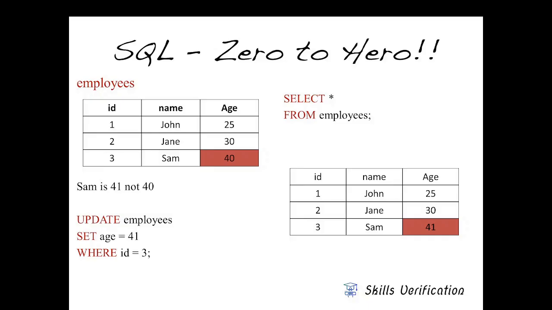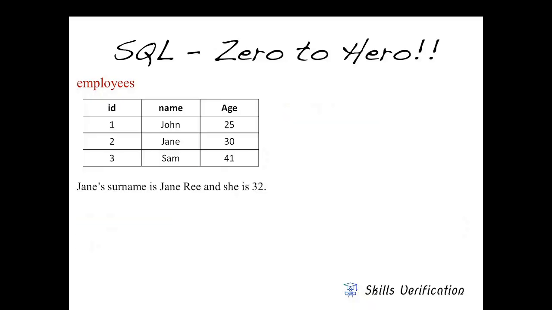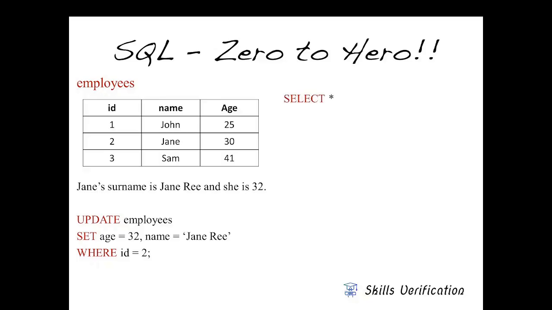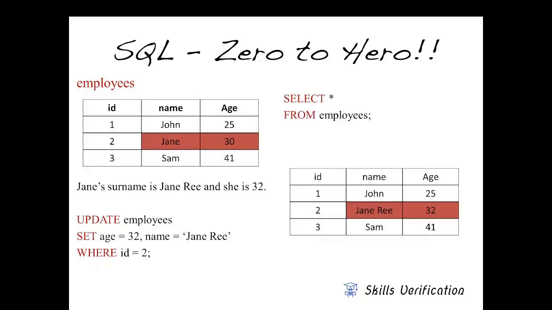We can modify multiple columns for a single record as well. To change Jane's name to Jane Ree and age to 32, we use: update employees set age equals 32, name equals Jane Ree, where ID equals 2. Selecting the data now shows the updated record.